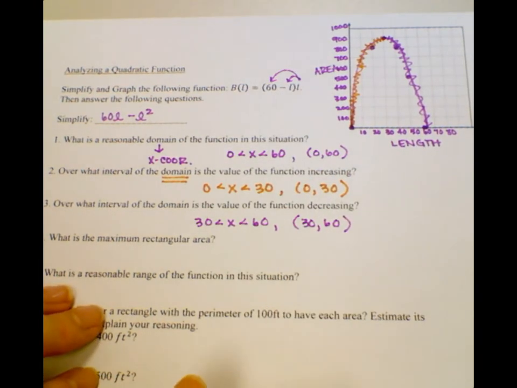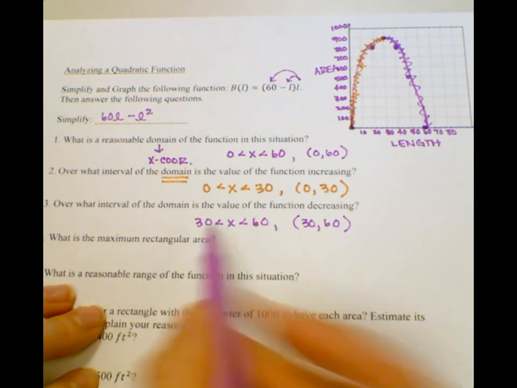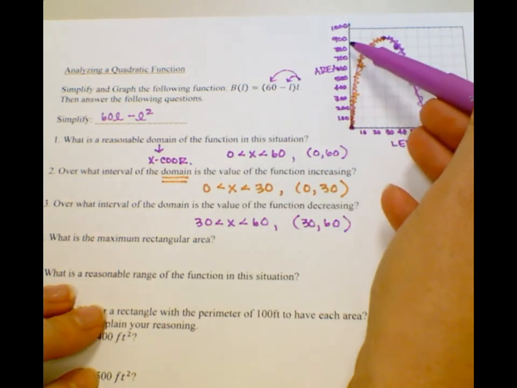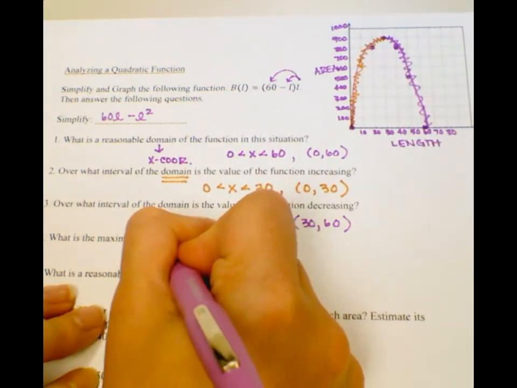Okay, so not that bad. You just got to know what increasing and decreasing means. And don't forget, you're just playing with the domain right now, which is only the x values. Don't be looking at the y values. What is the maximum area? So how tall does it go up? 900. Good.